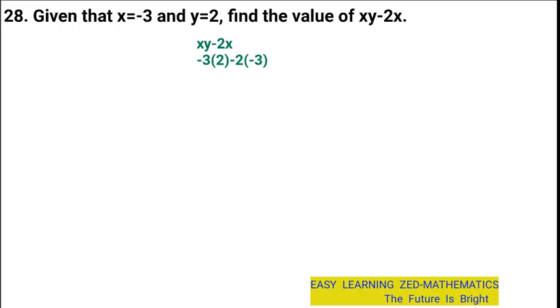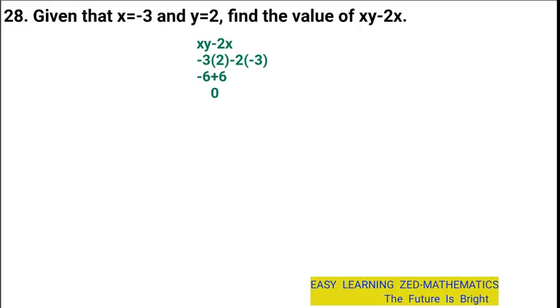Once I've done that, the next thing I'm going to do is the actual multiplication, which is -3 multiplied by 2 will give us -6, and -2 multiplied by -3 will give us +6. And then I'm going to evaluate -6 plus 6, which will give me 0. Okay, the answer will be 0. So the value of that expression is 0.